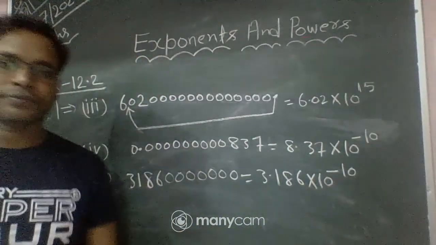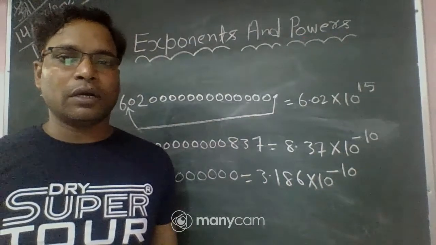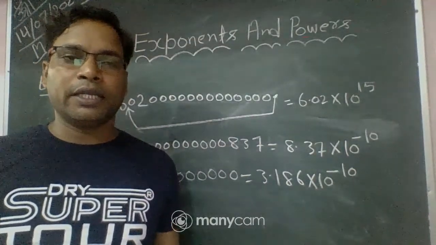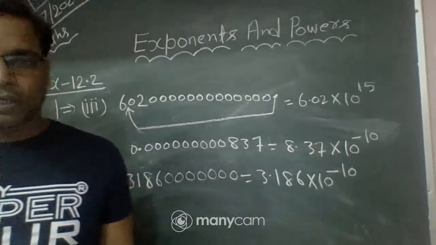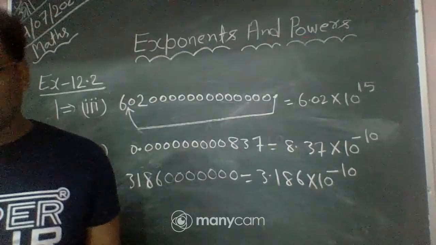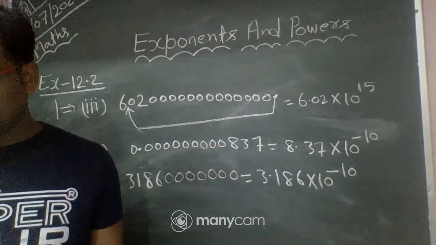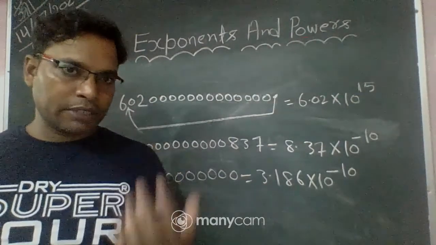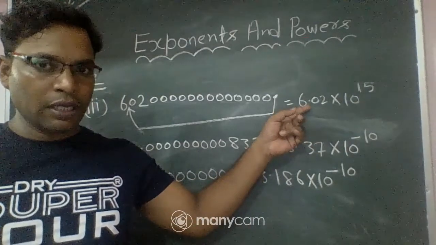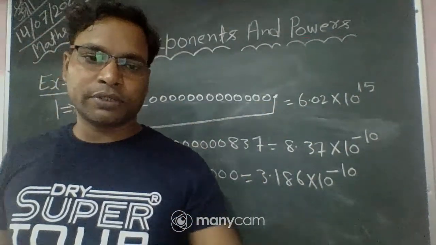Okay. Now, students, I hope all of you understood how to convert from usual form to standard form. And now question number 2. Express the following numbers in usual form. It means that the number is given in standard form like this, and we write it in usual form. So let's see how to solve this question.